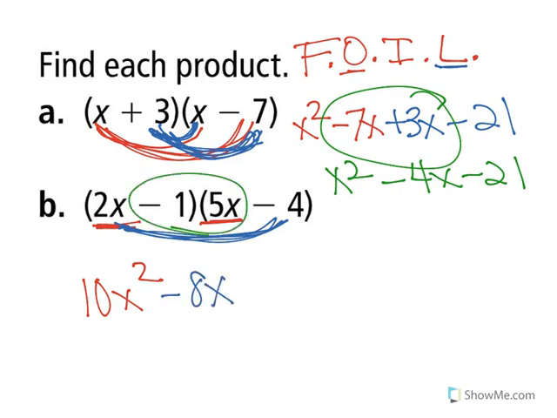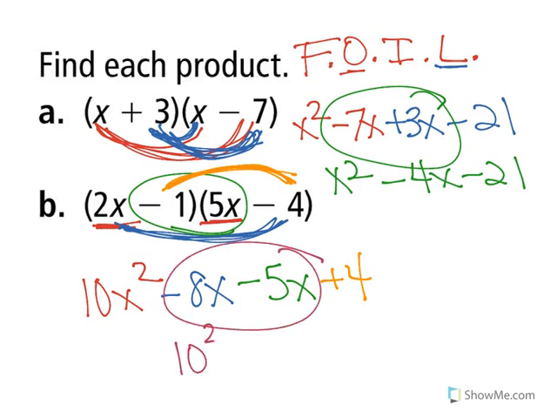And then the inside two terms we're going to multiply. Negative 1 times 5x is negative 5x. And then the last two terms in the binomials, which would be your two constants, okay? Negative 1 times negative 4 is positive 4. And then we can combine our like terms and get 10x squared. Negative 8x minus 5x would be negative 13x plus 4.